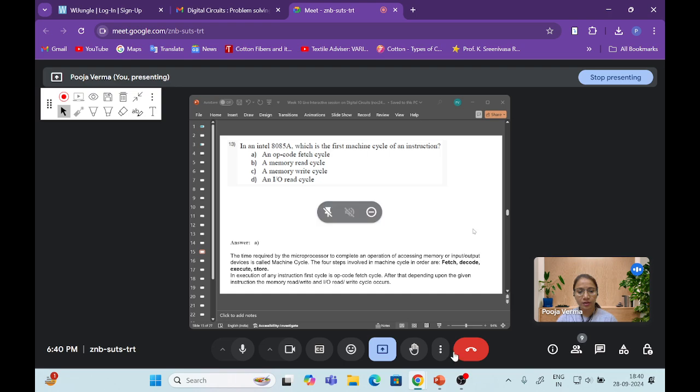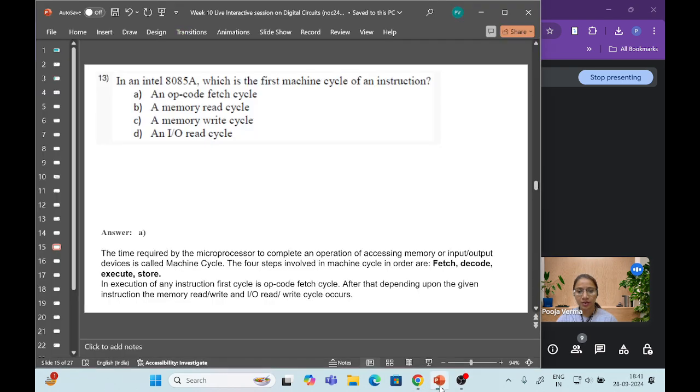Yes, why? This is a memory fetch cycle and opcode fetch cycle. The time required by the microprocessor to complete an operation of accessing memory or input output devices is called a machine cycle. The four steps involved in a machine cycle are fetch, decode, and execute or store.